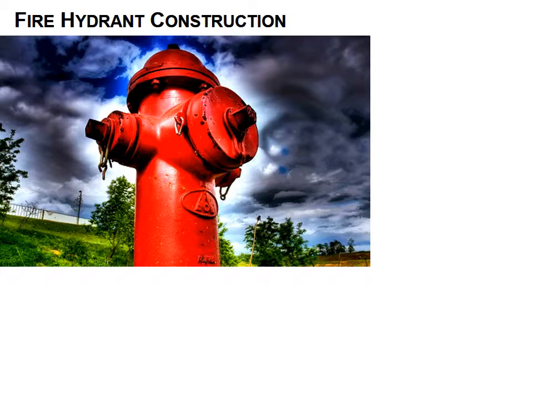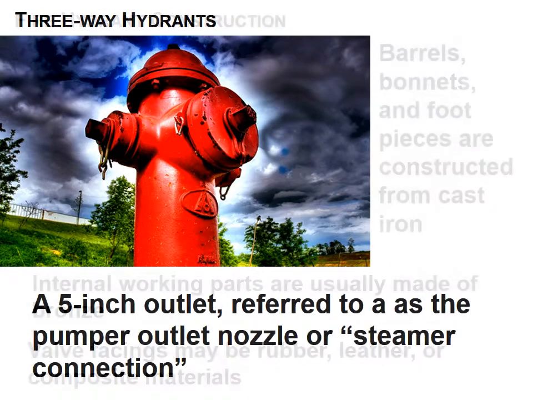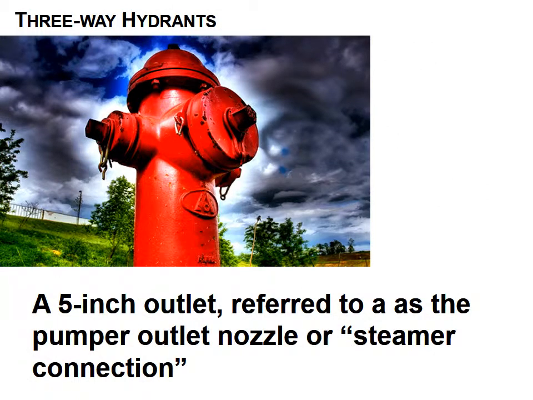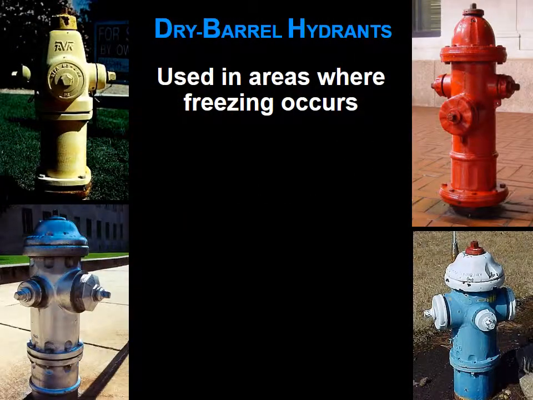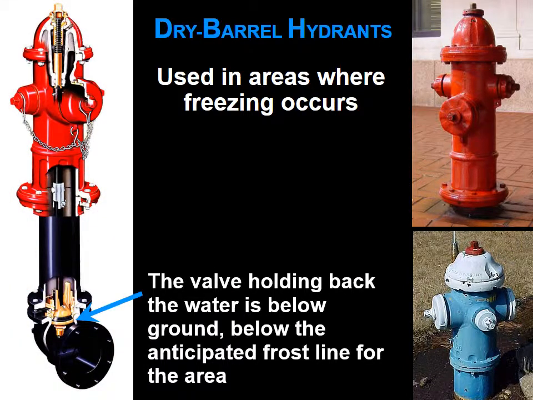A 3-way hydrant. These have a 5-inch outlet referred to as the pumper outlet, nozzle, or steamer connection, which is the big one on the front, and 2 outlets for 2.5-inch couplings. Dry barrel hydrants, that's what we have in this area, are used in areas where freezing occurs. The valve holding back the water is located underground below the anticipated frost line for the area.